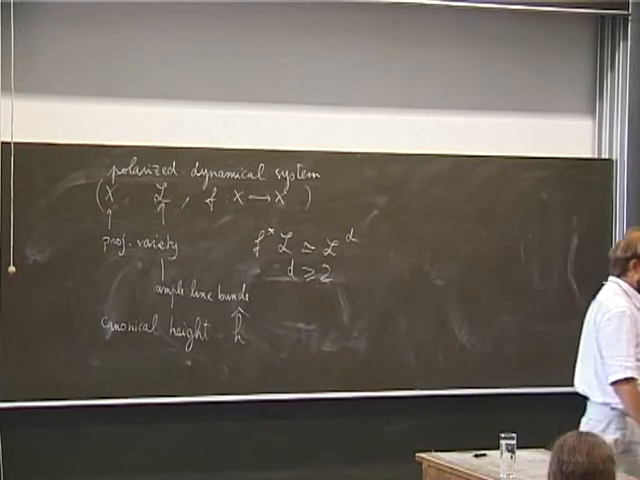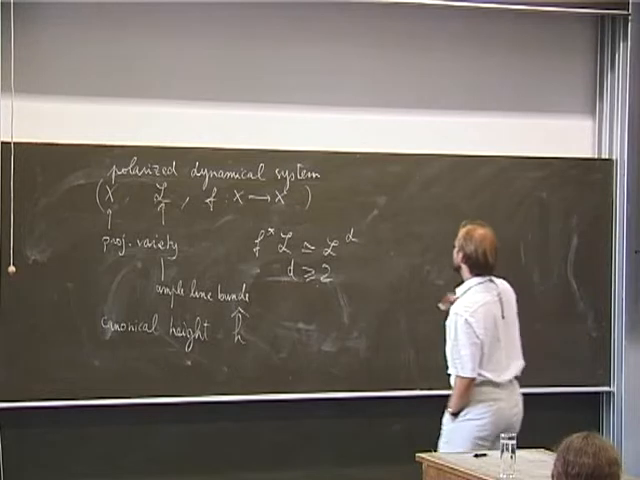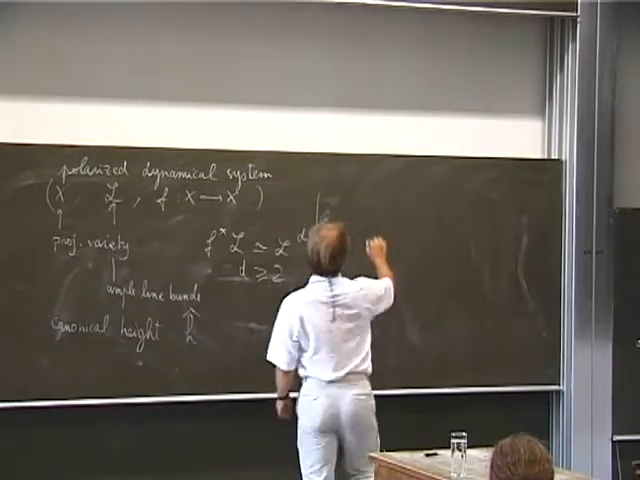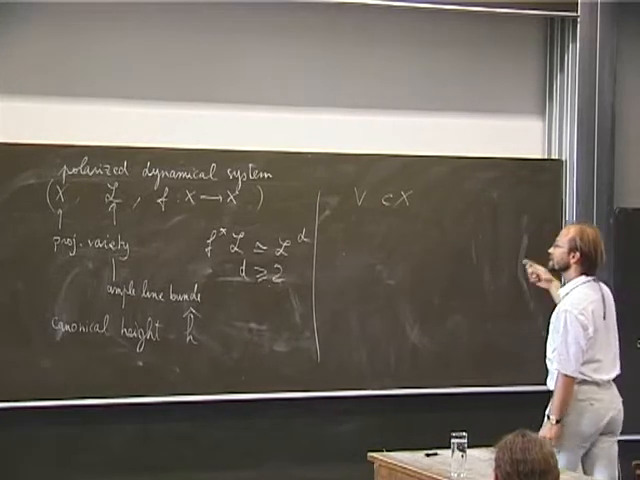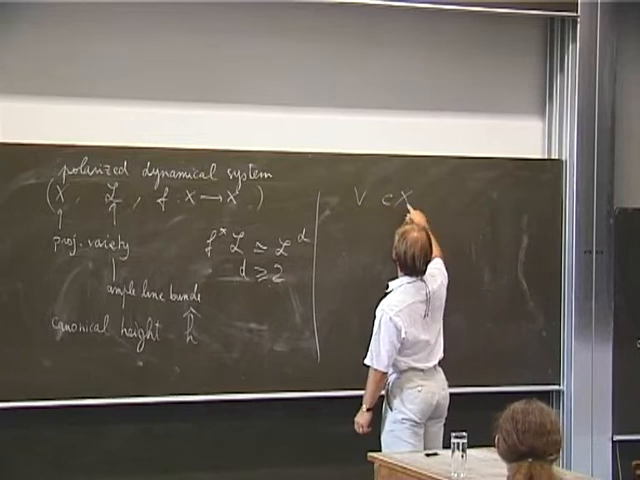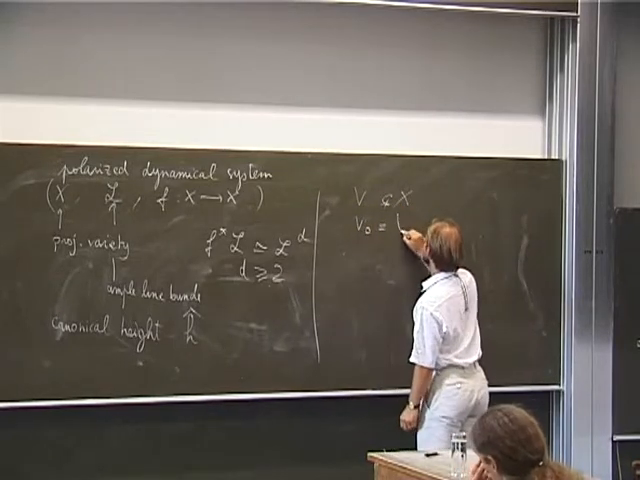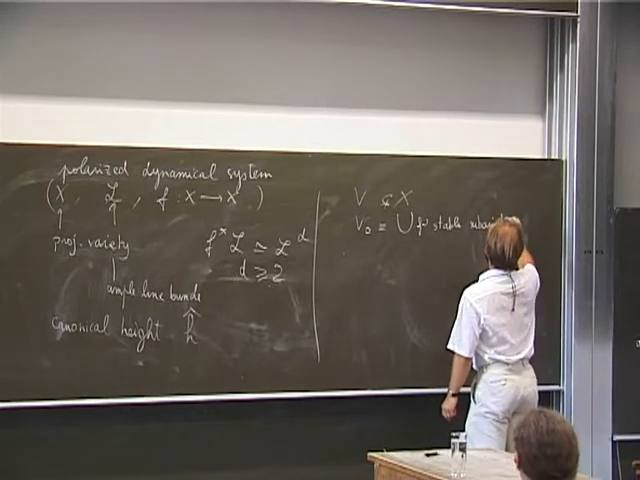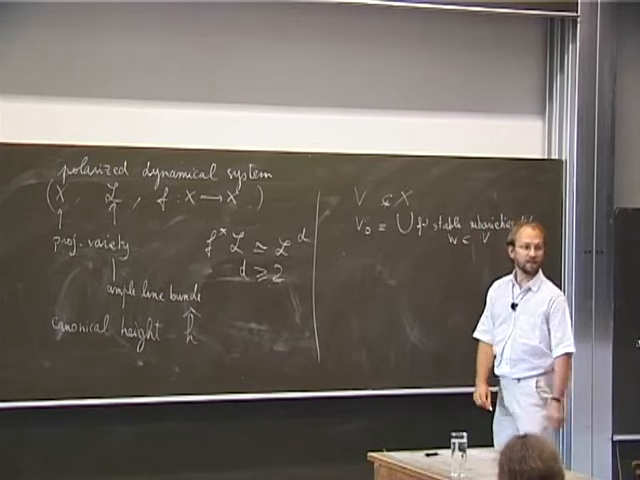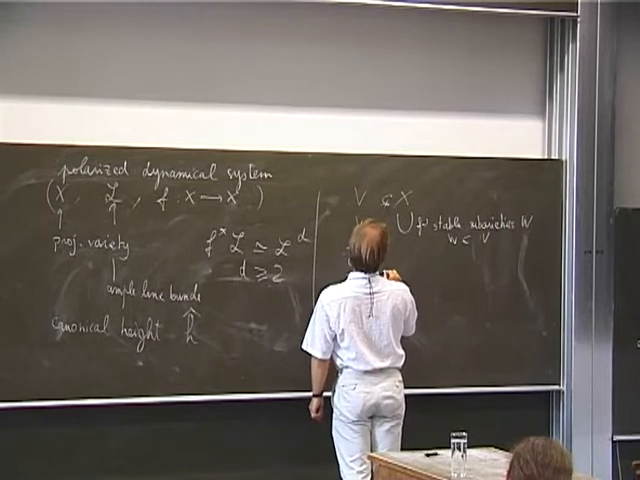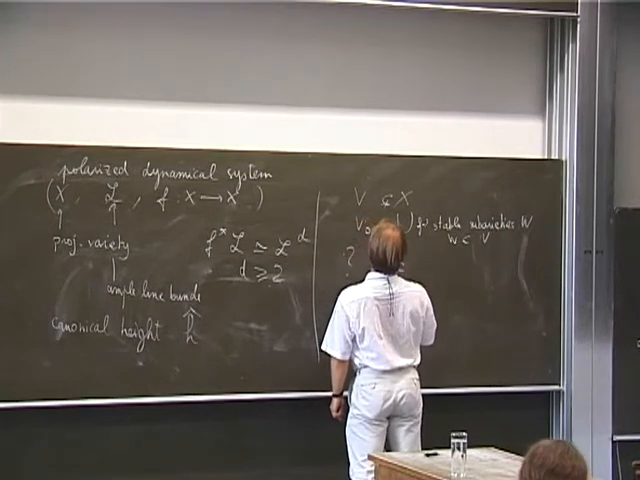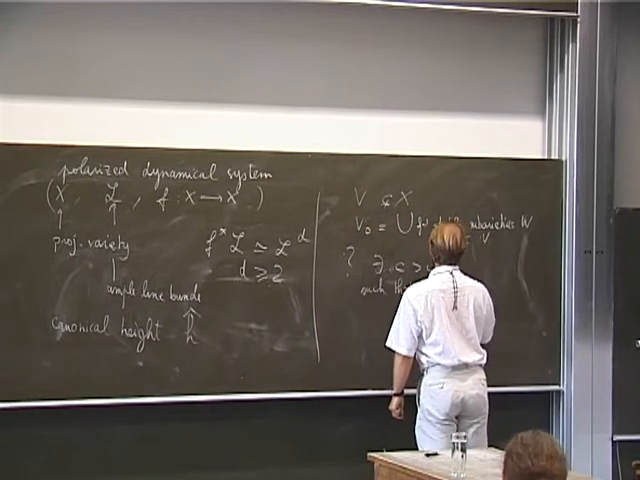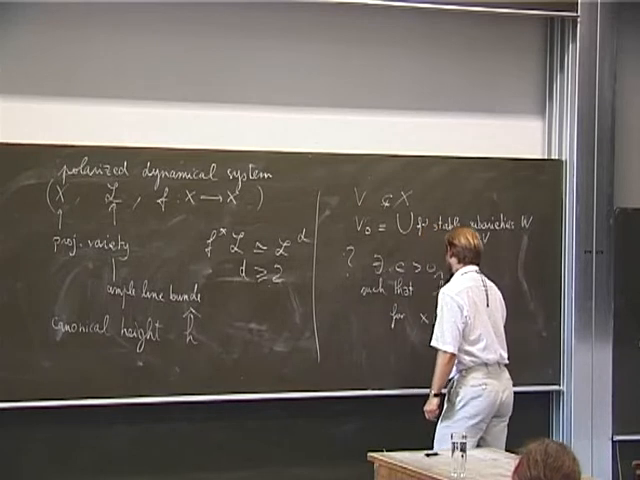Let me also recall that Bogomolov had conjectured, well, not Zhang, Zhang has conjectured after a particular case by Bogomolov: if you take a subvariety V inside X, you take V naught, the union of all F-stable subvarieties W contained in V, then is it true that there exists some positive real number C such that the canonical height of x is greater than C for x in V minus V naught.